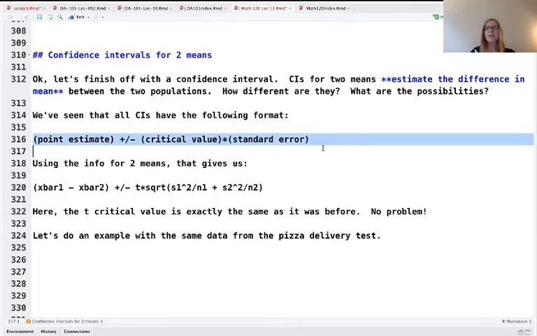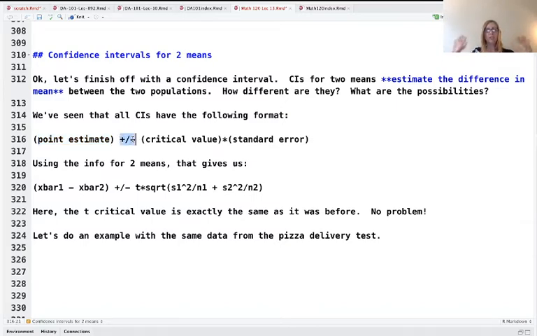And let me remind you guys, we've done a few confidence intervals already. They all have exactly the same format. They start with a point estimate in the middle, then plus or minus to get the two sides, the margin of error on either side. That's got both a critical value, it's going to be t here, and the standard error, that's the square root of blah, blah, blah, like you saw before.